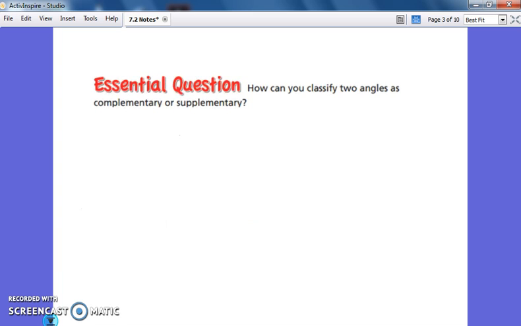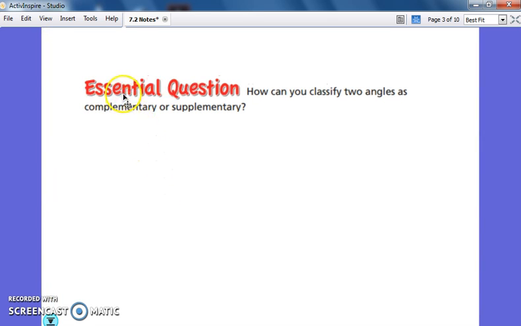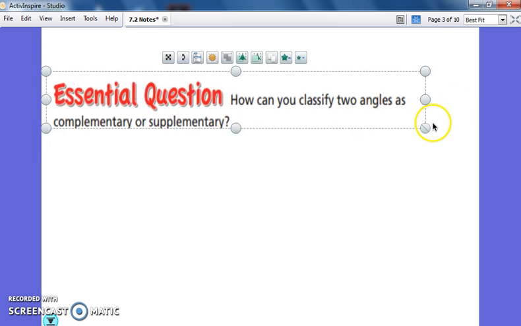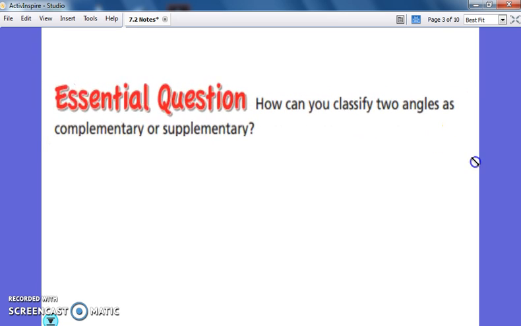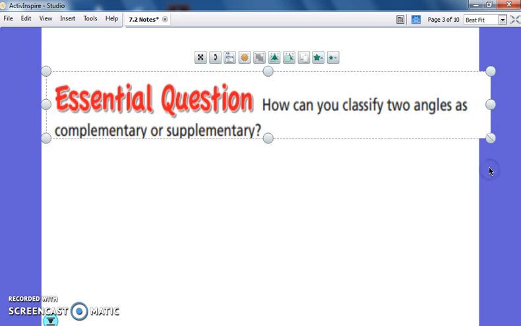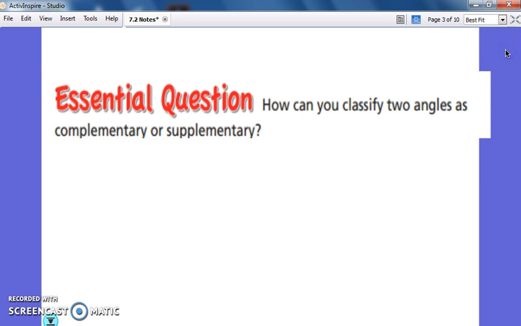Okay, today's essential question is, how can you classify two angles as complementary or supplementary? Go ahead and write that down. We can pause right here and give you a couple minutes to write this down.